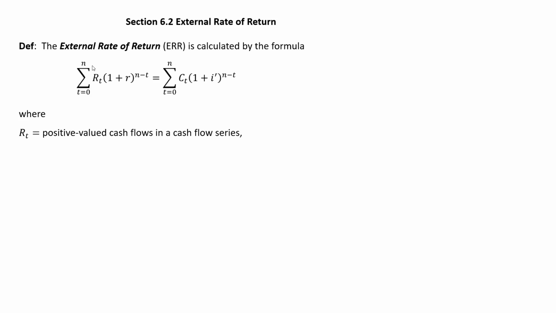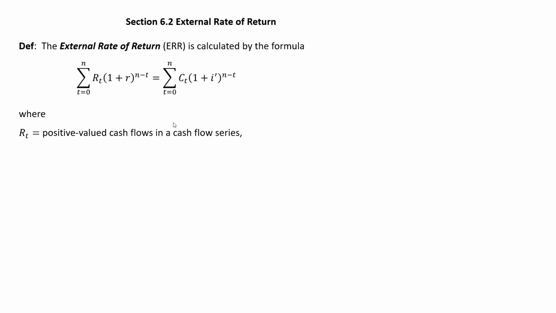Cool. The question is, what in the world is r? N is the total planning horizon. T is the year in which it's occurring. And r is in fact the minimum attractive rate of return. Now let's look at the right-hand side.